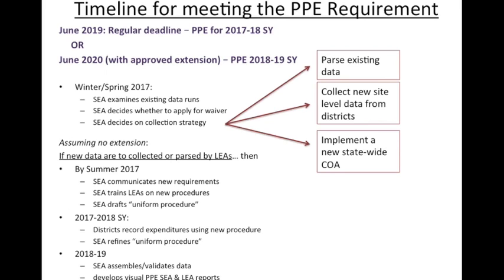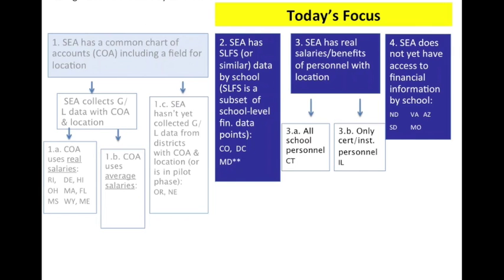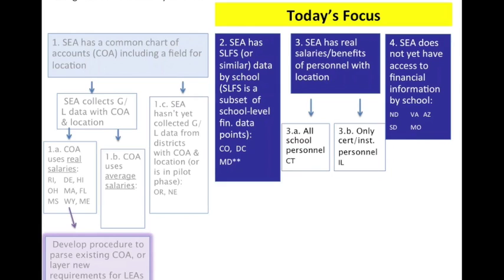And so let's go back and look at this data again. So we said that, on the left, in the light blue, those are states with a common chart of accounts that includes a field for location. If you're one of those states, at this point, you're probably thinking about developing a procedure to parse your existing chart of accounts or layer on new requirements for LEAs on their existing chart of accounts. So that's a little bit more what we talked about in the last hour. But if you're in box 2, 3, or 4, you may be looking at some different steps ahead.